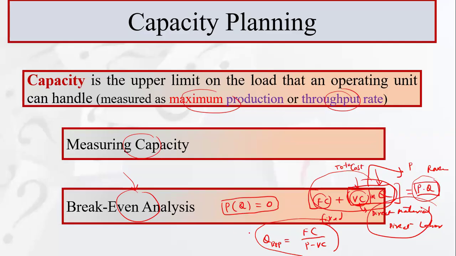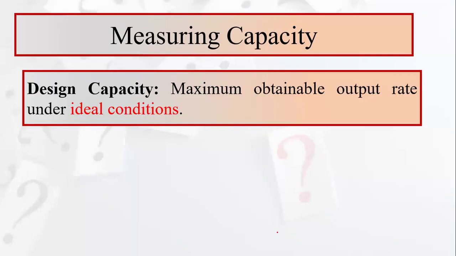If your capacity is bigger than the break-even point, you make money ultimately. If your capacity is lower than your break-even point, you're losing money. Did you understand? So, design capacity: a system is created.